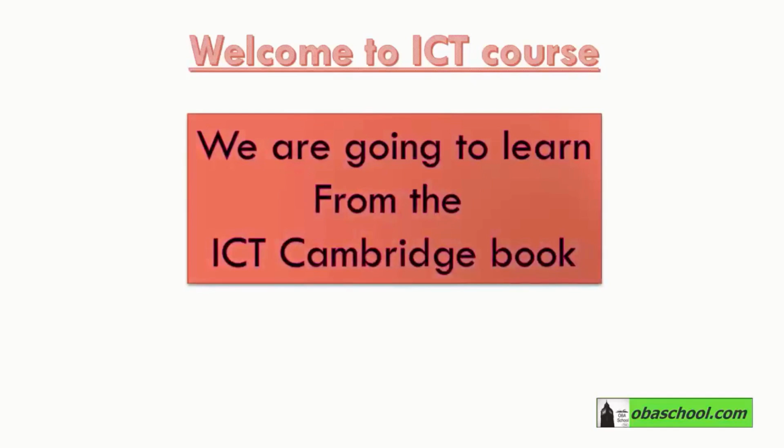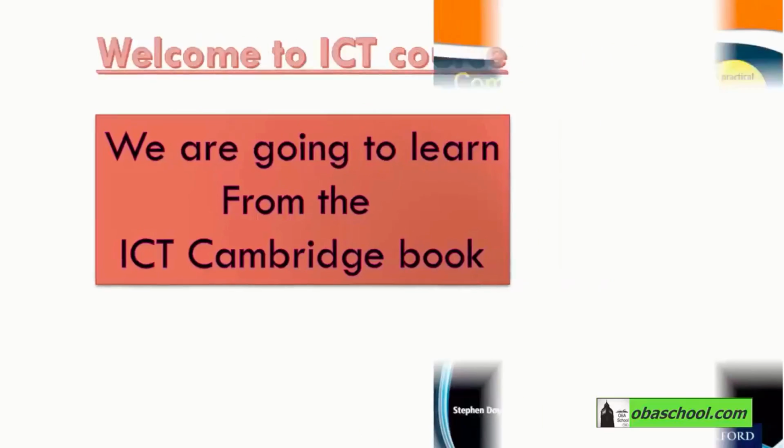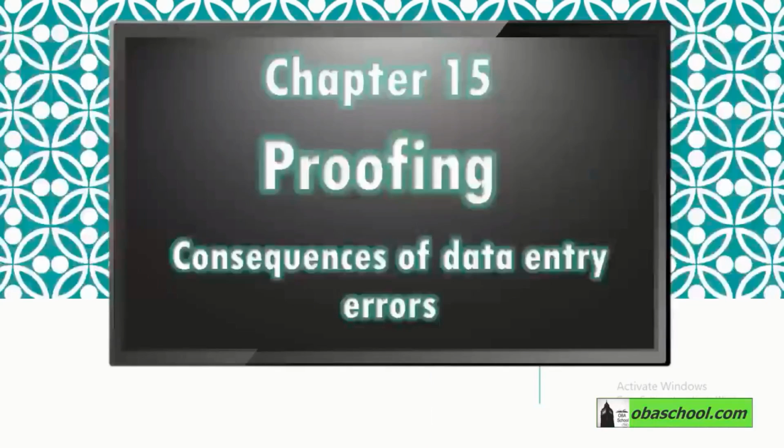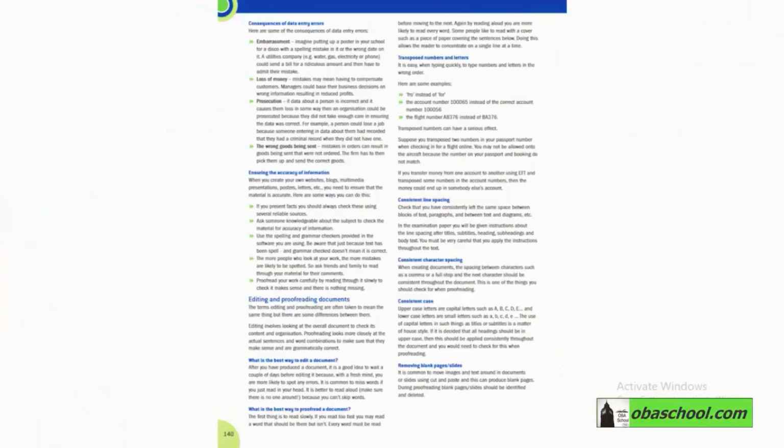We are going to learn from the ICT Cambridge book. This is the cover of the book we'll be learning from. Chapter 15, Proofing, Consequences of Data Entry Errors. We'll be talking about the consequences of data entry errors. Page 140. So let's start.